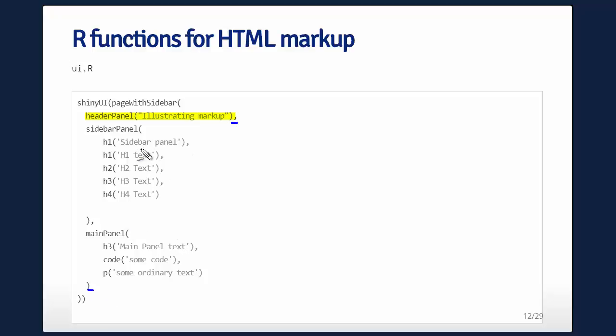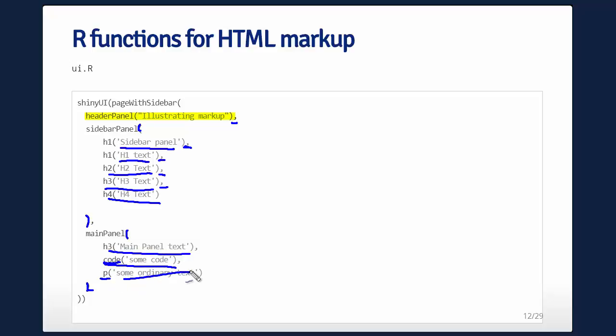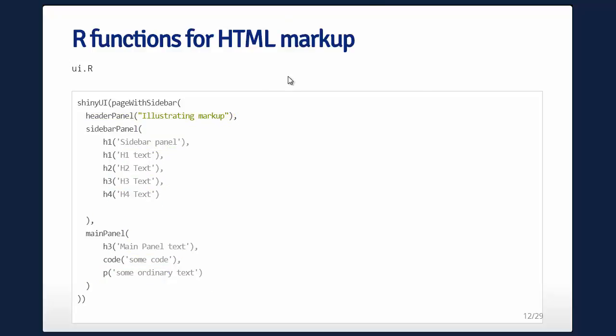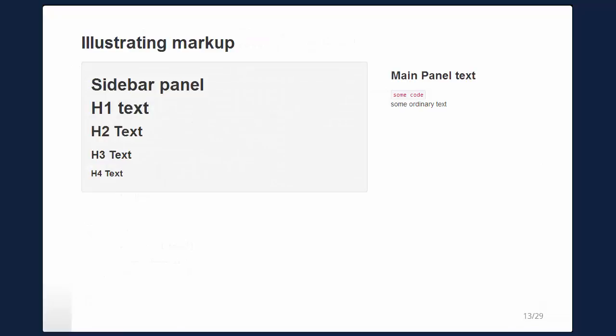So H1, I'm going to say H1 is the sidebar panel, and then there's got to be a comma there. H1 text, comma there, H2 text, comma there, H3 text, comma there, and so on. And so all of these things will render in the sidebar panel. The main panel, I've got three things: some main panel text, some code formatted as the code, and P, some ordinary text right there. Okay, so this is just a simple UI function that shows the rendering.